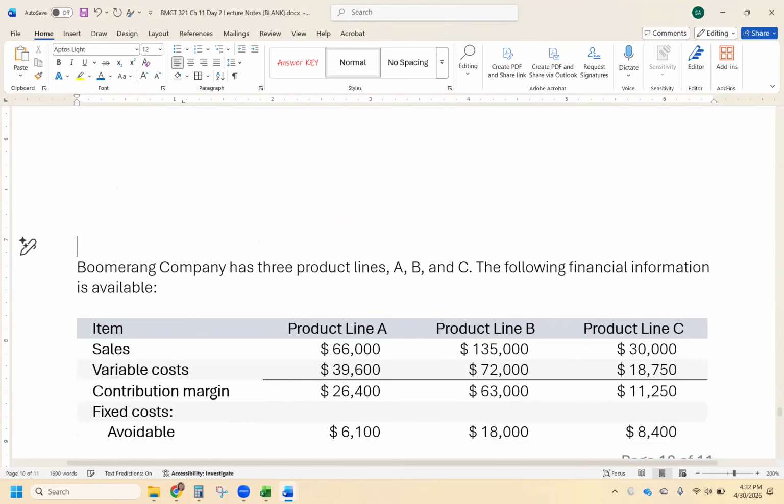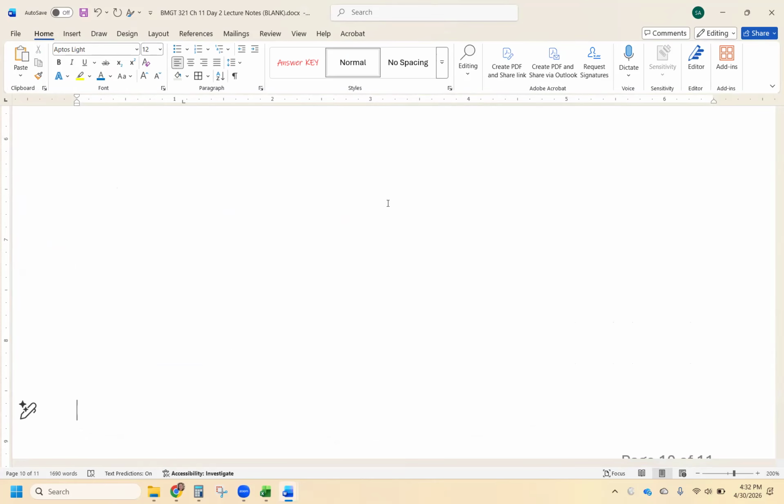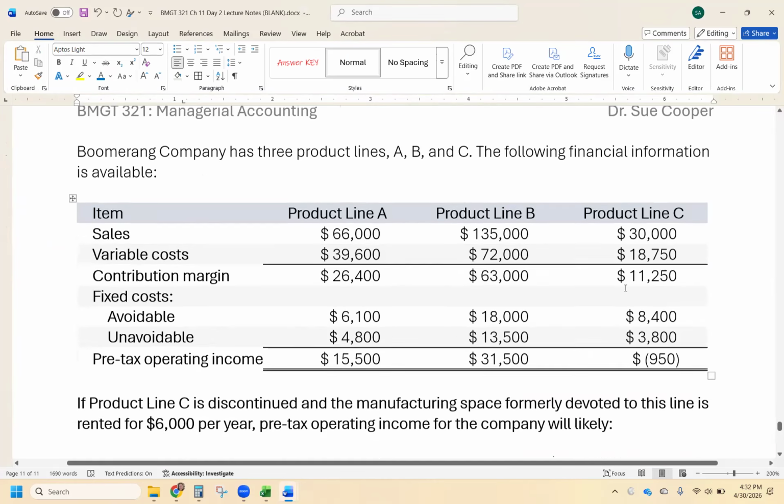I don't think, I'll just go down to the next page. I think I have more pages now than you, but.